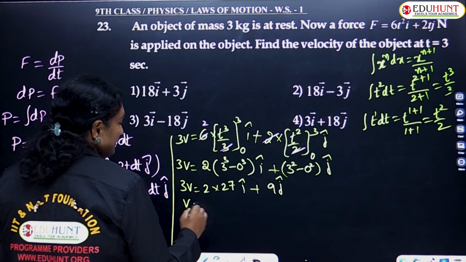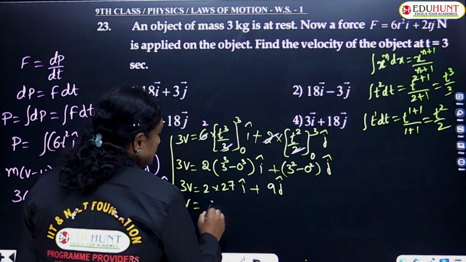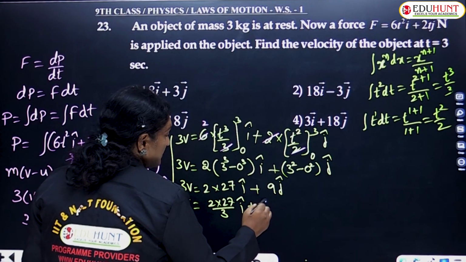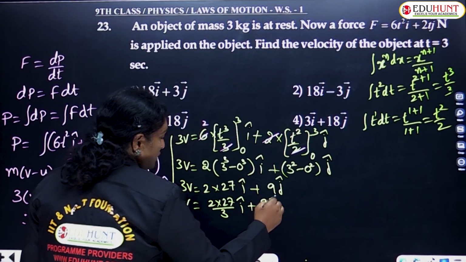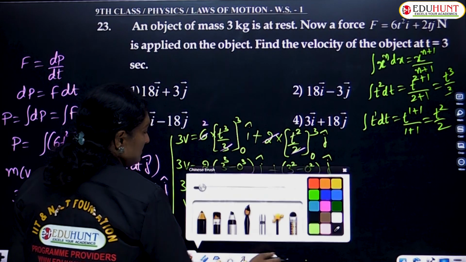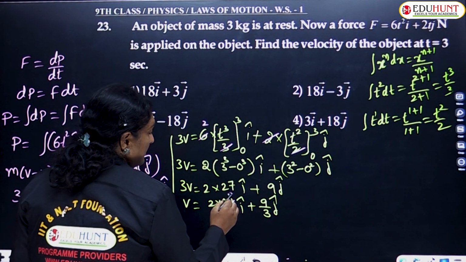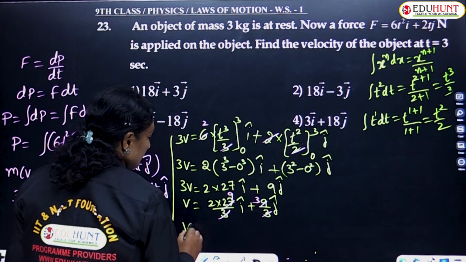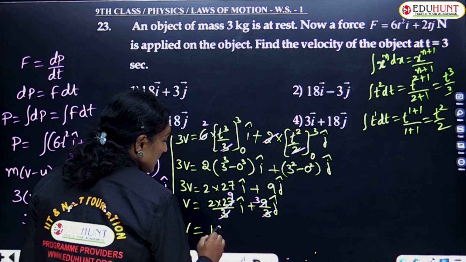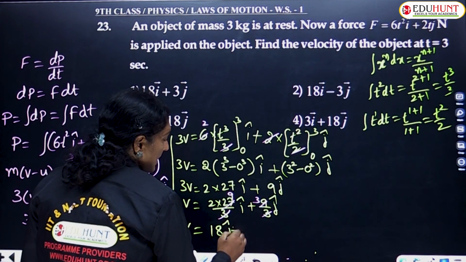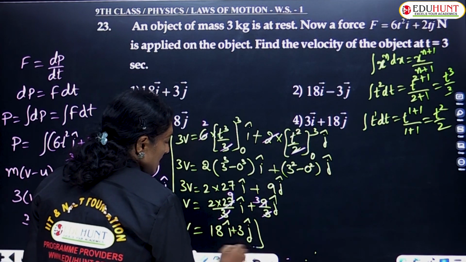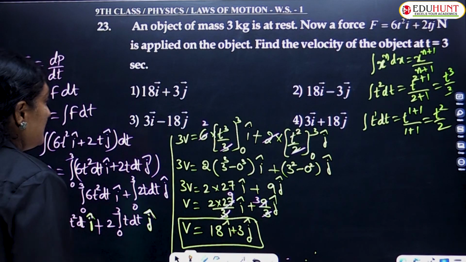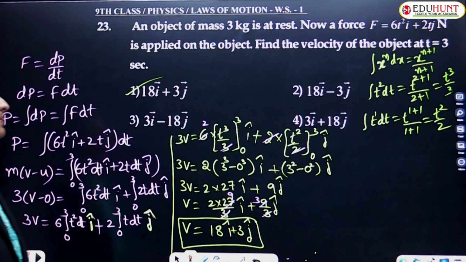Bringing the value of v to the other side, we have 2 into 27 upon 3 i cap plus 9 by 3 j cap. Further simplification gives 9 times here and 3 times here. Hence, the final velocity v is found to be 18 i cap plus 3 j cap. So the first option must be true.